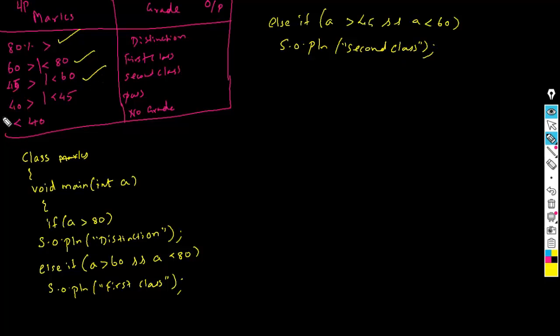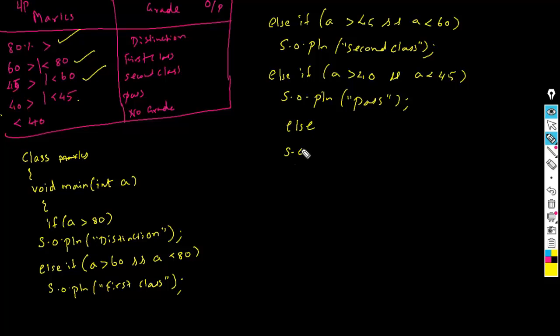Okay, the next condition 40 to 45. So else if average is greater than 40 and average is lesser than 45, what I do, System.out.println, I write it as pass. If all these criteria fail, I write System.out.println, I write no grade. This is how I write the program for multiple ifs. Hope you would have understood this concept. Once you know this logic, it becomes easy for any program to be done.